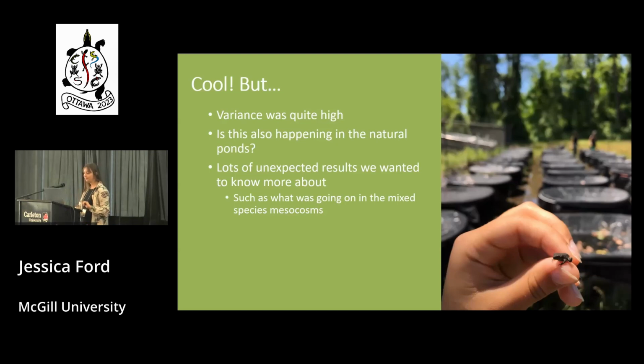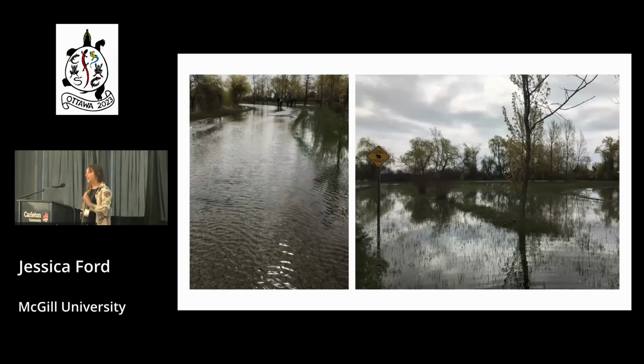So let's do it again. We'll go repeat the experiment in 2019, do the same thing, get some more replicates, and see what's happening in these mesocosms. That was our plan anyway. 2019 had some different plans for us. It was the wettest year on record in Southern Ontario. This first image you see here is a road that we usually would use to drive to the field site. We had to park the car and walk. The second image is supposed to be a campground. It's all flooded out. We couldn't study independent natural ponds. It was all just one pond, Long Point, Ontario.